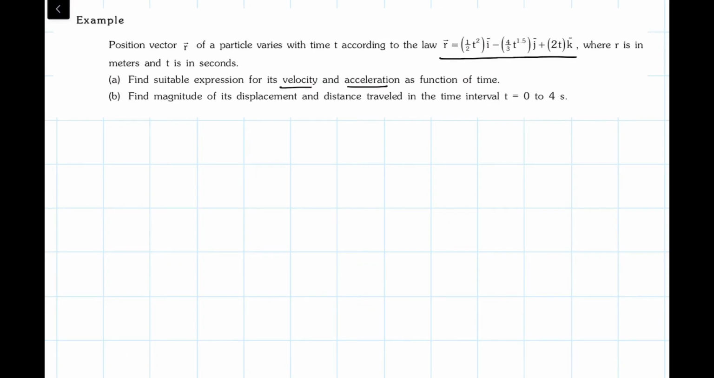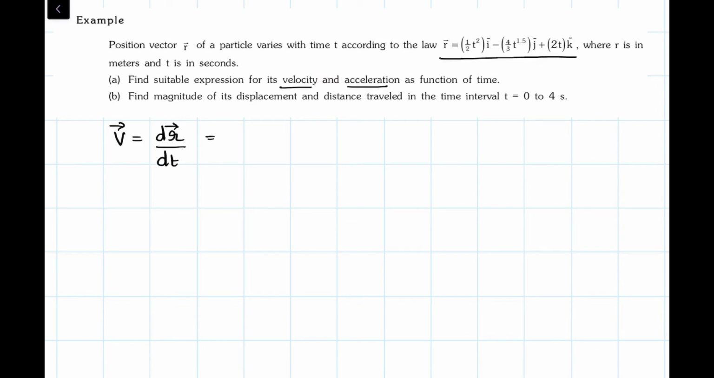If a position vector is given, how will we calculate the velocity? Velocity is equal to change in position by change in time. Remember, velocity is a vector quantity. Now we have to take the derivative of the position vector. Carefully, you have to take the derivative.